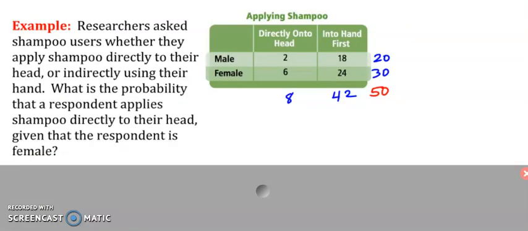All right, this next one. I'm going to ask that you guys go ahead and pause the video right here, so that way you can read through this and get the answer yourselves. And in about 10 seconds, I'm going to unveil the answer, and I want you to use this as a self-assessment opportunity to see how well you're gathering the information. So I want you to say, what is the probability that someone applies shampoo directly to their head, given that they are female? So again, pause the video and see what you get.